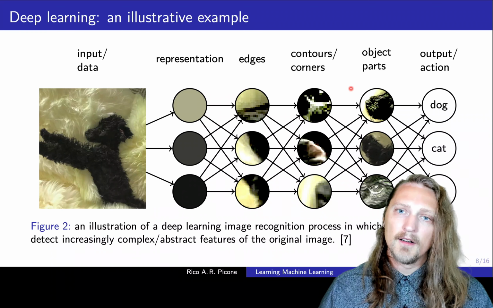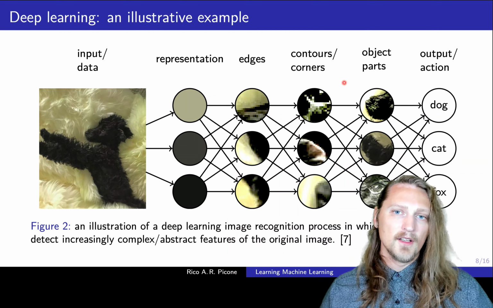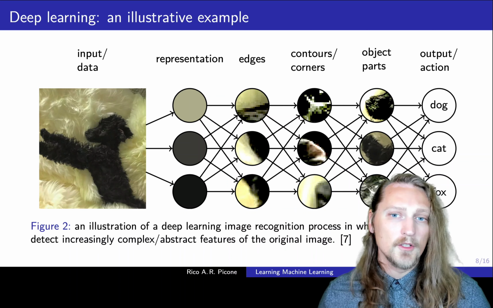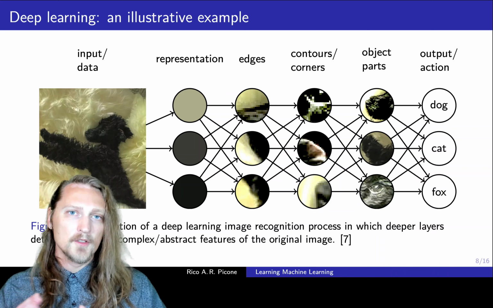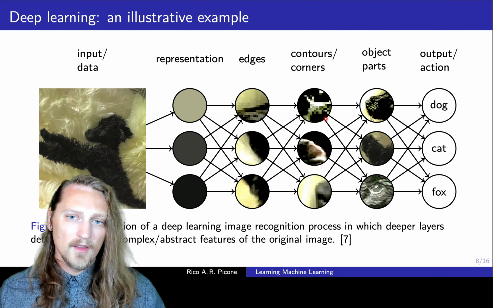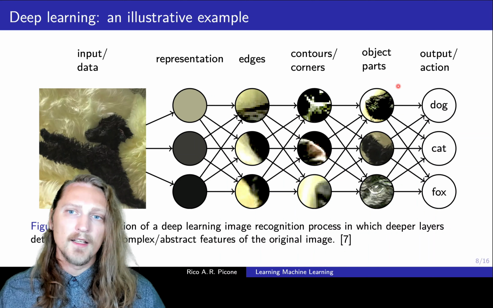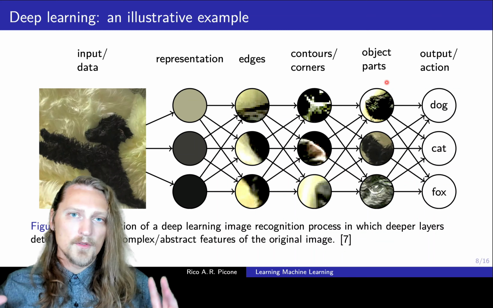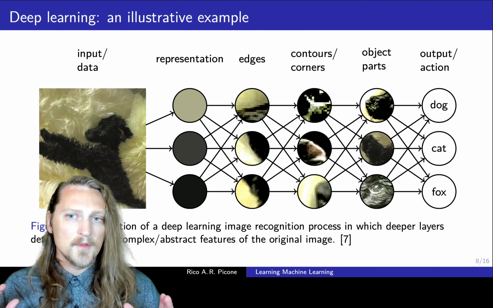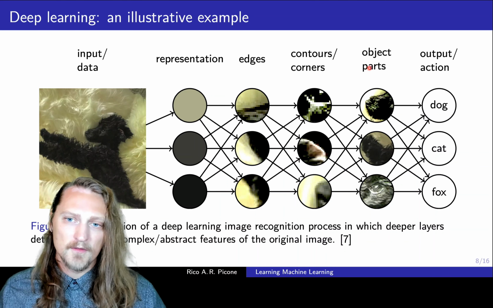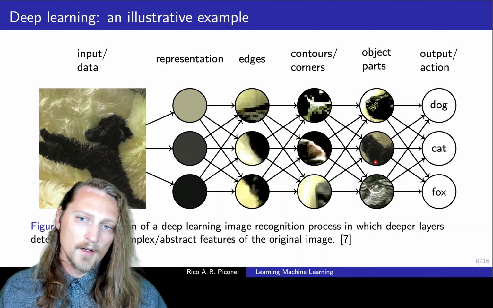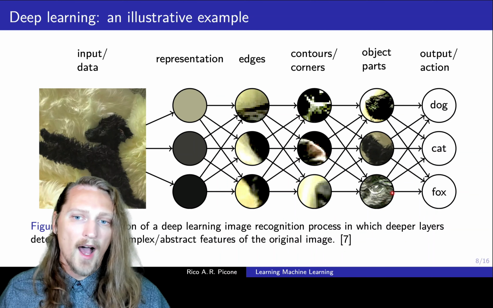The next layer of complexity is contours or corners. So you can see complex shapes starting to emerge here in this layer. And then finally, you can compose those complex shapes into object parts. So you'll say, okay, here's, for instance, a snout. Here might be a paw. Here might be an eye.